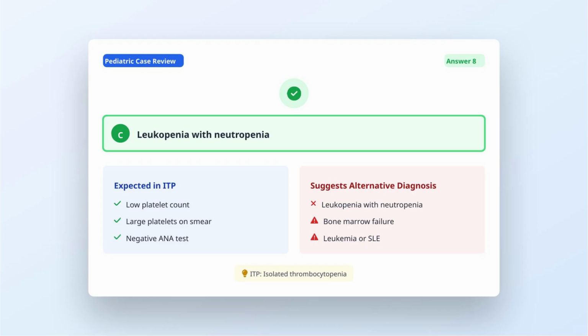Leukopenia with neutropenia suggests a diagnosis other than idiopathic thrombocytopenic purpura, such as bone marrow failure, leukemia, or systemic lupus erythematosus. ITP is characterized by isolated thrombocytopenia with normal white blood cell and hemoglobin levels. Large platelets are typically seen on peripheral smear in ITP, representing young platelets released from the bone marrow in response to peripheral destruction. A negative ANA test would be expected in primary ITP.